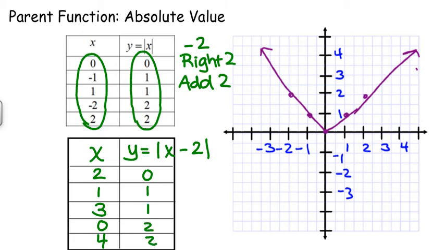Now we're set to graph our new function. So we're going to go right 2, up 0, right 1, up 1, right 3, up 1, right 0, up 2, over 4, up 2. Created our new graph with our transformation, noticing that it's shifting to the right 2 units. And that's how you can do parent functions shifting left and right.